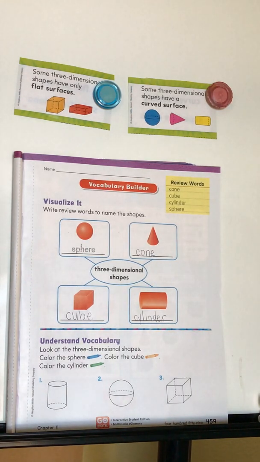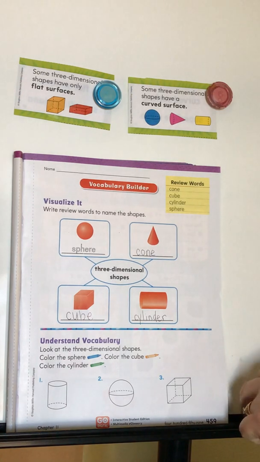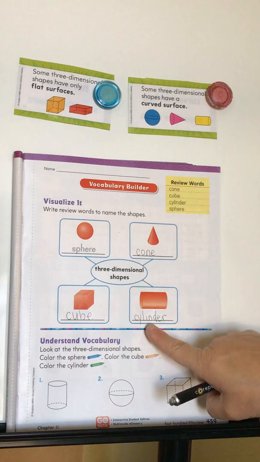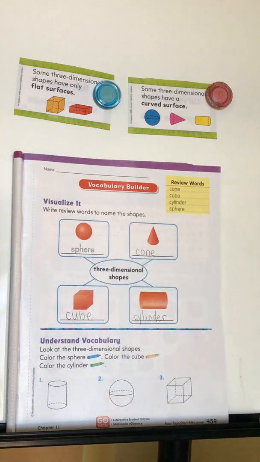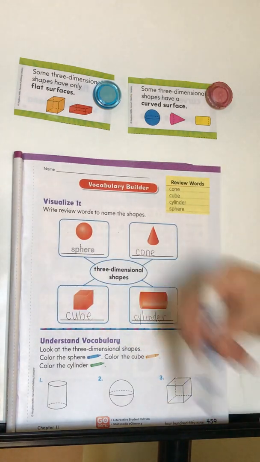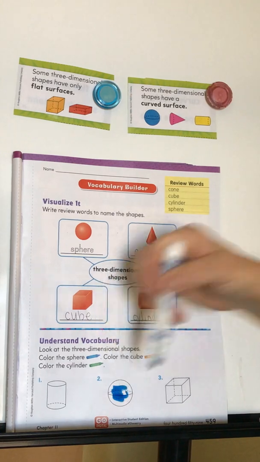All right, at the bottom, we're going to look at these three-dimensional shapes and color the sphere blue. So if you forgot, go back and look. A sphere is the circle, the one that's like a ball. Okay, so go ahead and color that blue.